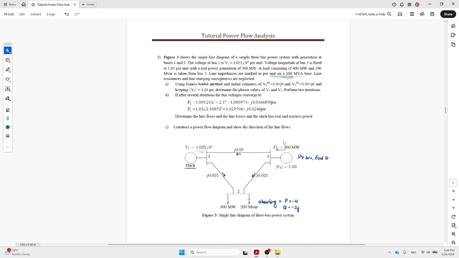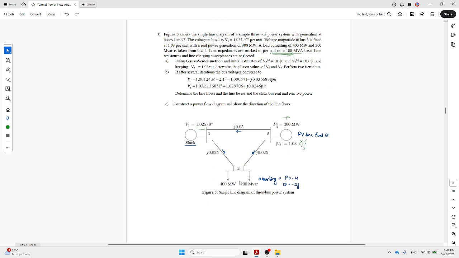And finally, here we have the PV bus, where P is given as 300, so positive 300, and the magnitude of voltage is given as 1.03. So the only thing you need to calculate is the angle, okay? For the first round, you can assume it's 0. So for this one, we should assume the value for the first round, iteration 0, as 1 with the angle of 0.